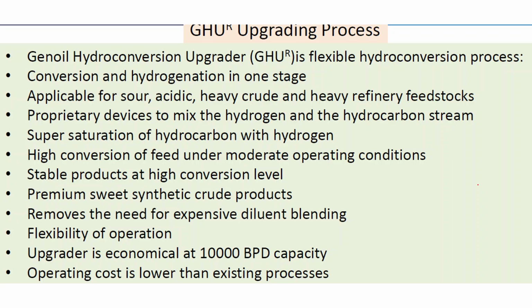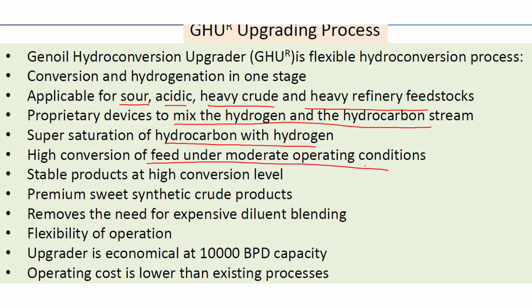Another kind is the Genoil GHU upgrading process, which is the Genoil hydroconversion upgrader. It is a hydroconversion process, with conversion and hydrogenation in one step. It is applicable for heavy acidic crude and heavy refinery feedstocks. Proprietary devices are required to mix the hydrogen and the hydrocarbon stream. So this heavy crude is mixed with the hydrogen. Saturation of hydrocarbon is done with the hydrogen. There is high conversion of feed, and it is done at moderate operating conditions.